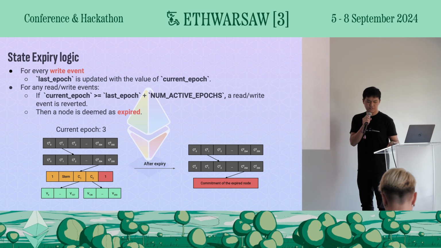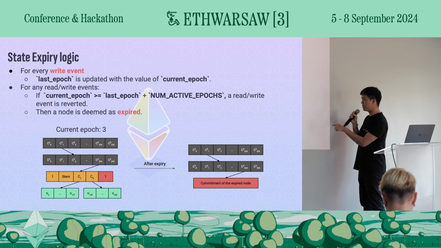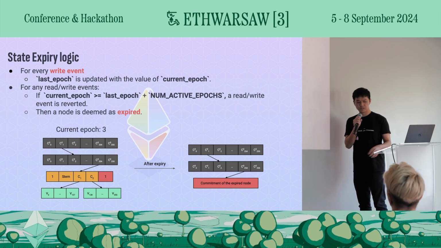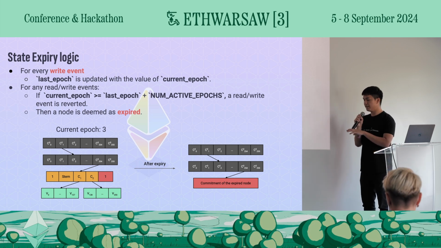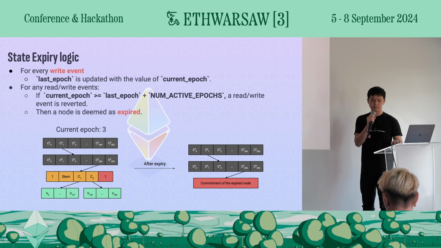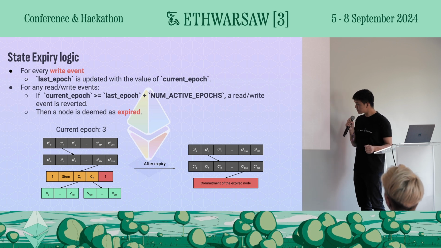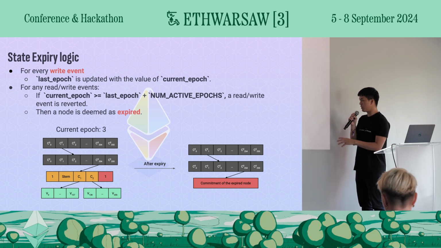To put it with an example, let's say the current epoch is 3. And for this example, the extension node's last epoch value is 1. That means this particular group of values weren't accessed in the past year, right? So what we can do is mark it as expired and prune them, or delete them from the software or from the client, right? After expiry, what is left is only the commitment of the expired extension node. The commitment is basically like a hash, right? So just looking at this illustration, you can really see the effect of the state expiry because we are deleting data in this case.